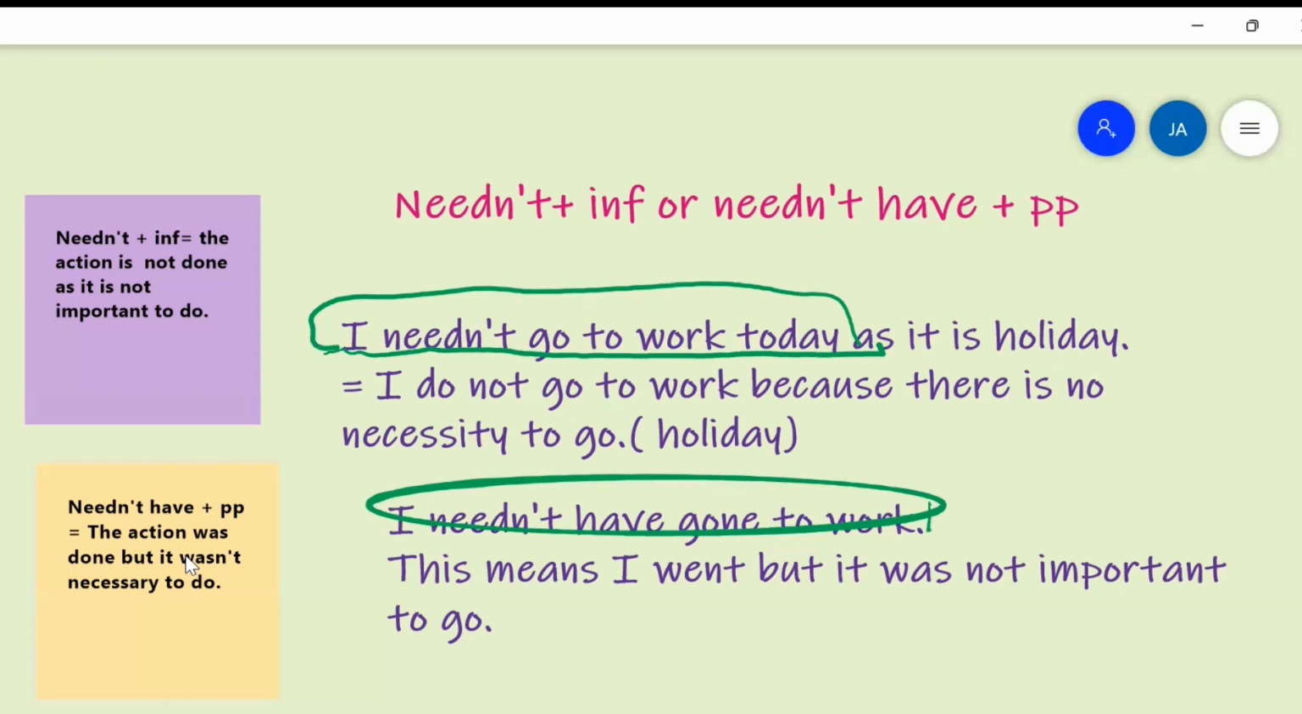Needn't go to work today, this means I don't go to work. I don't need to go because it's a holiday. I don't go. Okay? But needn't have gone, this means I went to work, but it wasn't necessary. It wasn't important to go. So needn't plus the infinitive form, the action isn't done because it is not important to be done. It is not vital to be done. But needn't have plus the past participle means the action was already done, and it wasn't needed to be done. It wasn't important. It wasn't necessary to be done. Okay? I hope you understand this idea well.